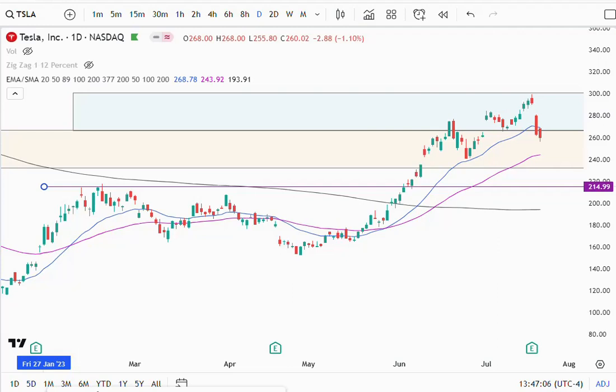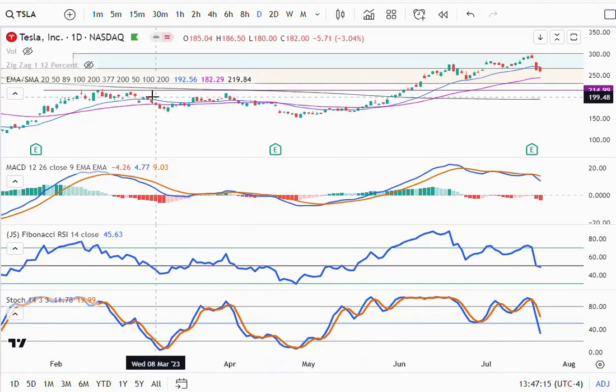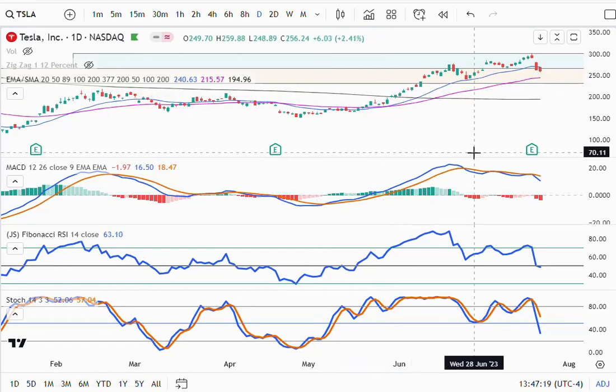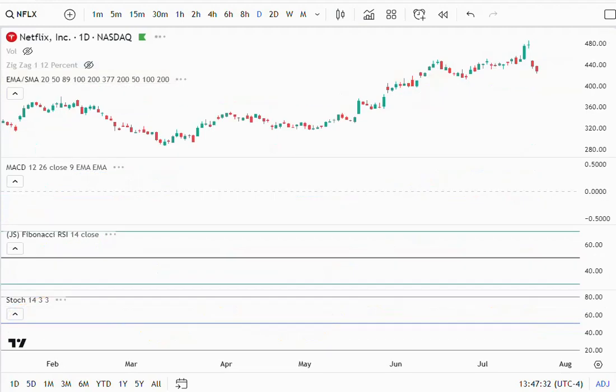So we'll come back to Tesla next week and see what it looks like. But as I said, I am seeing some weakness, so we should be a little bit careful. But I do think that there is an opportunity for a bounce, but I want to see whether it forms a lower high. Moving on, let's look at Netflix.